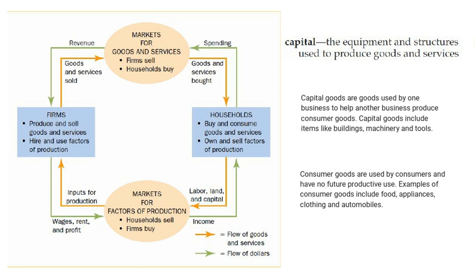All right, so we want to buy a television. All right, we spend money in the market for goods and services. That money goes to the firms that produce and sell televisions and goods and services. All right, and those firms spend money themselves. They spend money, wages, rent, and profit in the market for factors of production.